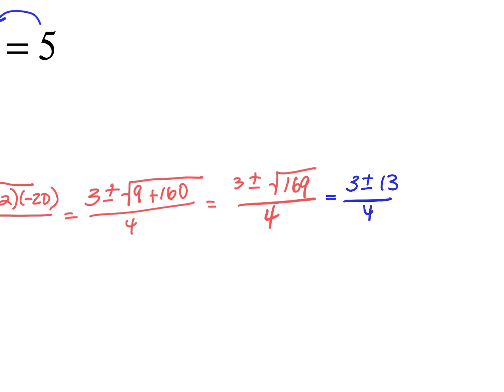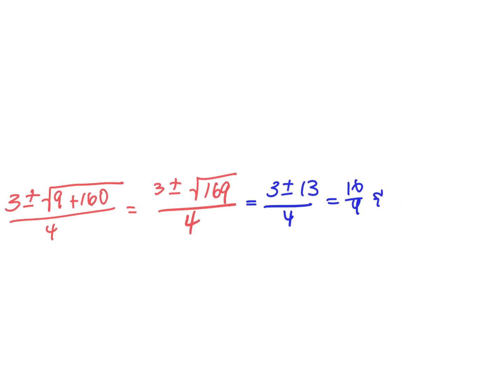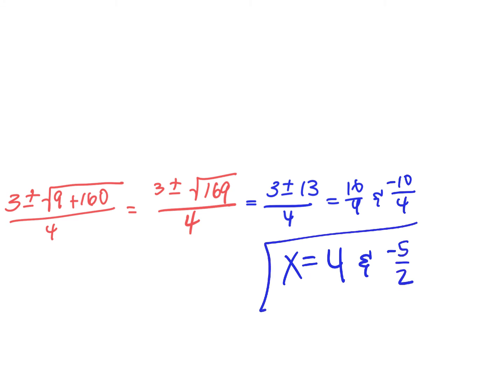So I have 2 problems. I have 2 numerators. I have 3 plus 13, which is what? 16 over 4. And I have 3 minus 13, which is what? -10 over 4. So I can simplify here. My 2 x's are x equals 16 divided by 4, which is 4. And what can I reduce -10 over 4 to? -5 over 2.